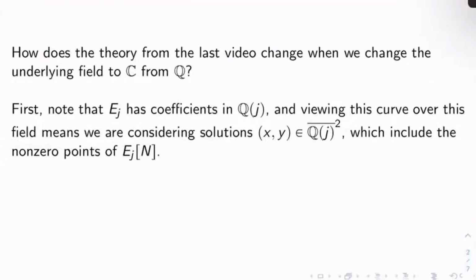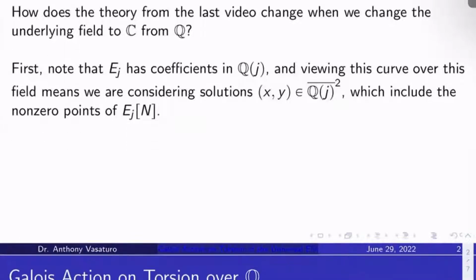How does the theory from the previous video, and if you haven't watched that yet, please do so now, change when I change the underlying field from the complex numbers to the rational numbers? That's the underlying question of today's video. We'll set up the groundwork for that.